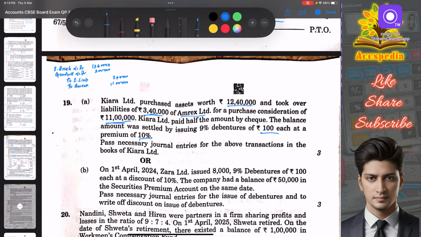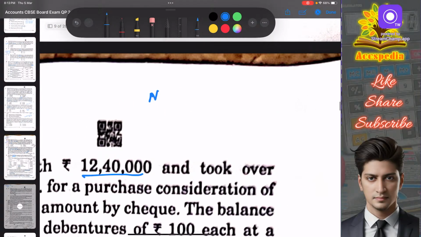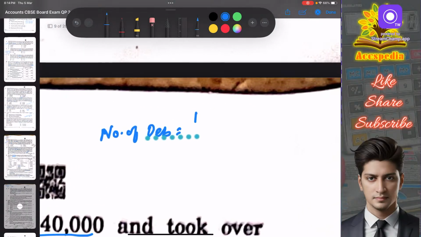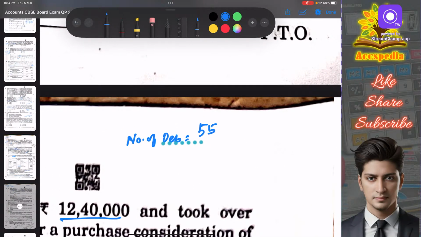So I'll calculate the number of debentures here. Number of debentures is equal to net purchase consideration. In that, half the amount has been paid by check. That means out of this 11 lakh, 5 lakh 50 has been paid by check. Remaining 5 lakh 50 only we are going to issue debentures. The issue price is 100 plus premium 10, so 110. So 11 by 55, 55 by 11 means it is 5, so it is 5,000 debentures.